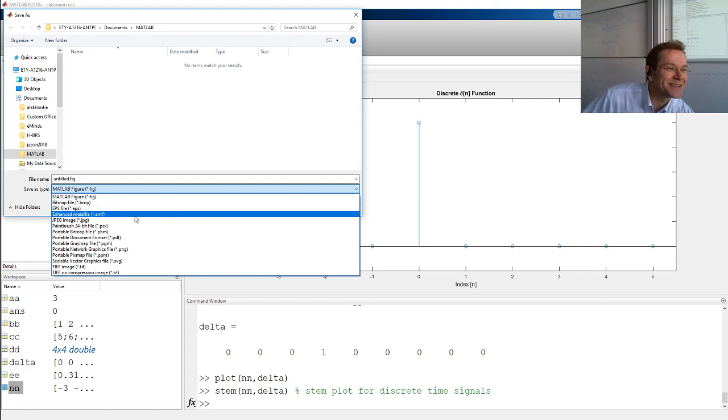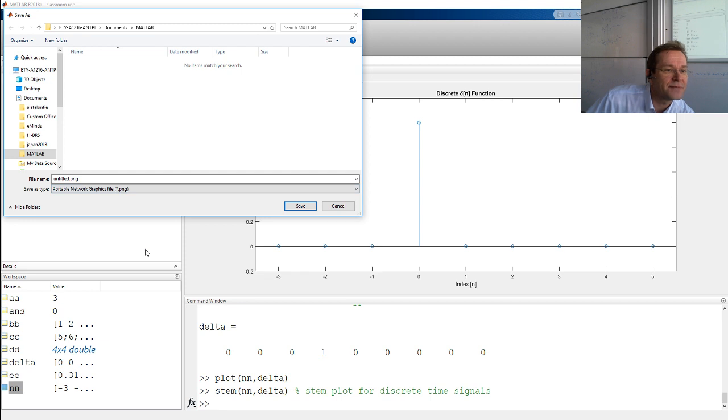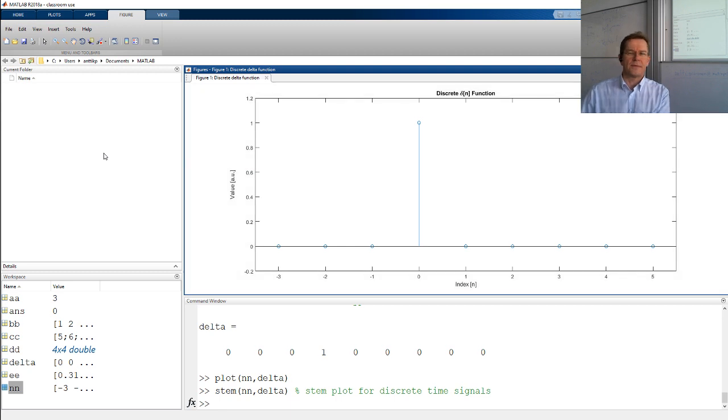Okay. But anyways, the PNG, portable network graphics file, and it goes somewhere. Take a look at where it actually goes. And basically, you probably also would like to change the name, Delta Fig. There. And now I can go to the file browser somewhere.